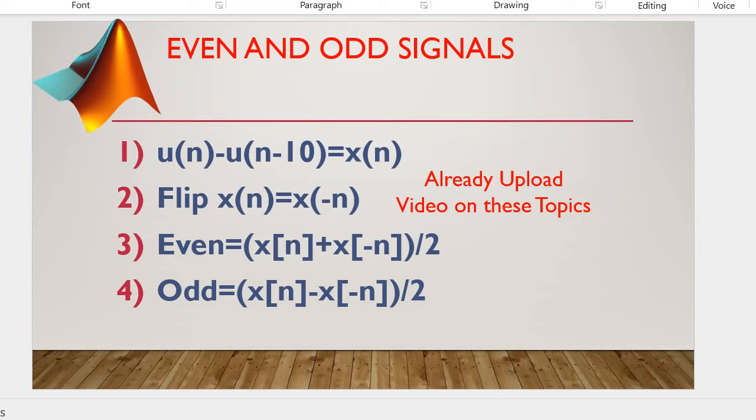Next part is to calculate the even and odd signals. What I will do is the flip of the input signal. Now, the formula of the even and odd signal is this. Even is this one and odd is this one.